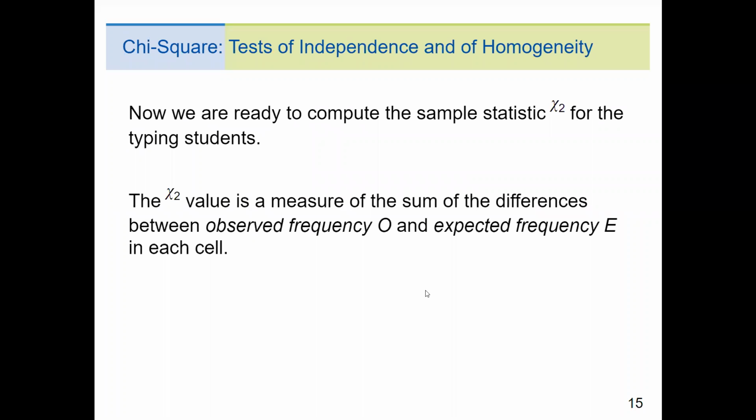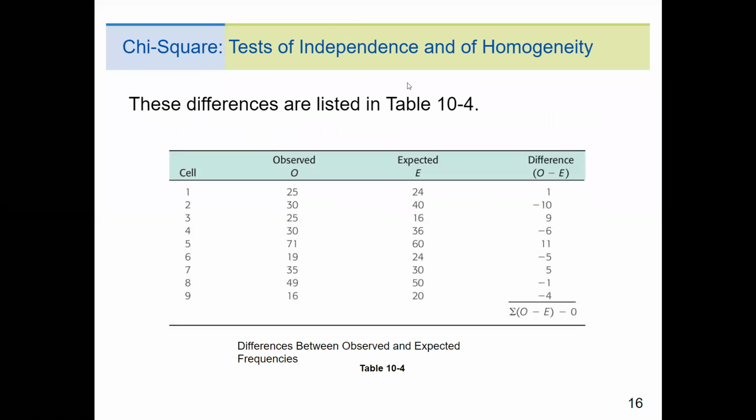Now we are ready to compute the sample statistic chi-squared for typing students. The chi-squared value is a measure of the sum of differences between observed frequency O and the expected frequency E in each cell.